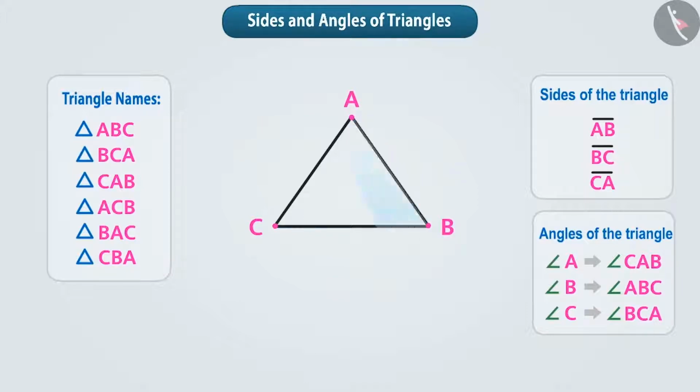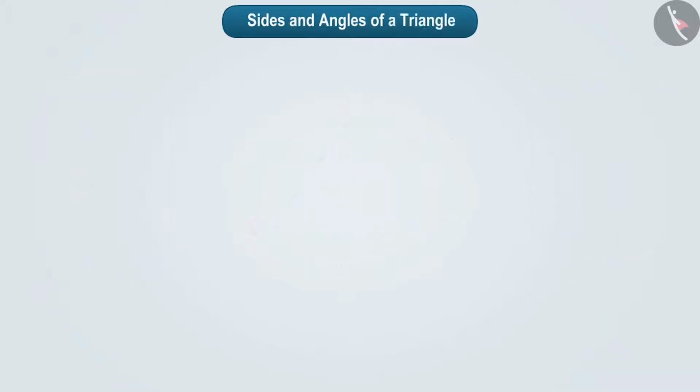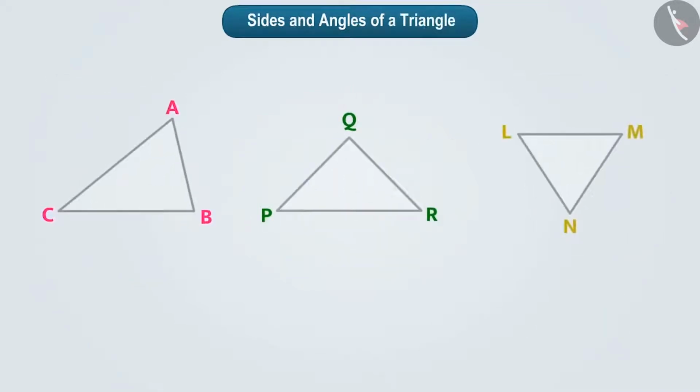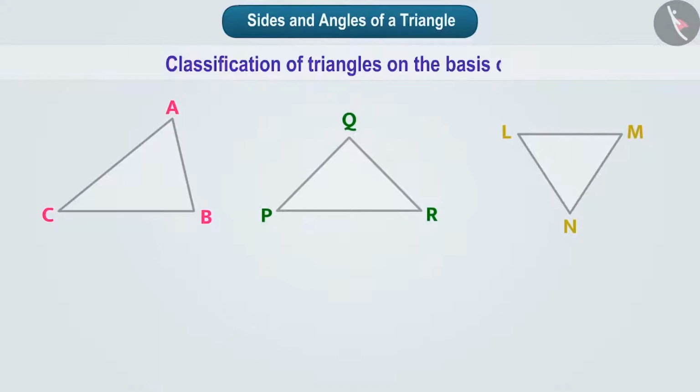Similarly, we call the inner part of the triangle its interior. This is its boundary. The part outside the boundary is called the exterior of the triangle. We can make different types of triangles. We can classify them on the basis of sides and on the basis of angles.